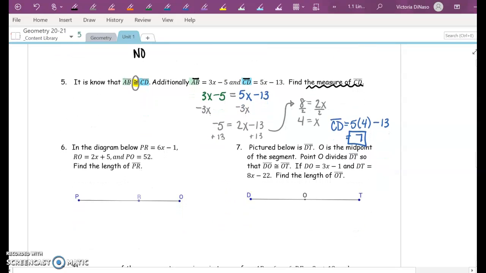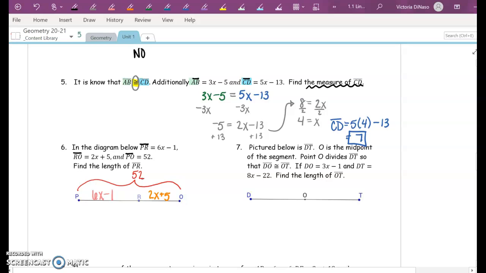In number 6, it says in the diagram below, PR is 6x minus 1. So I'm going to go ahead and write that PR, and we have 6x minus 1. Then it says that RO is 2x plus 5. So I'm going to write down that RO, 2x plus 5. And then it says that PO is 52. So PO is from start to finish. The whole length is 52.